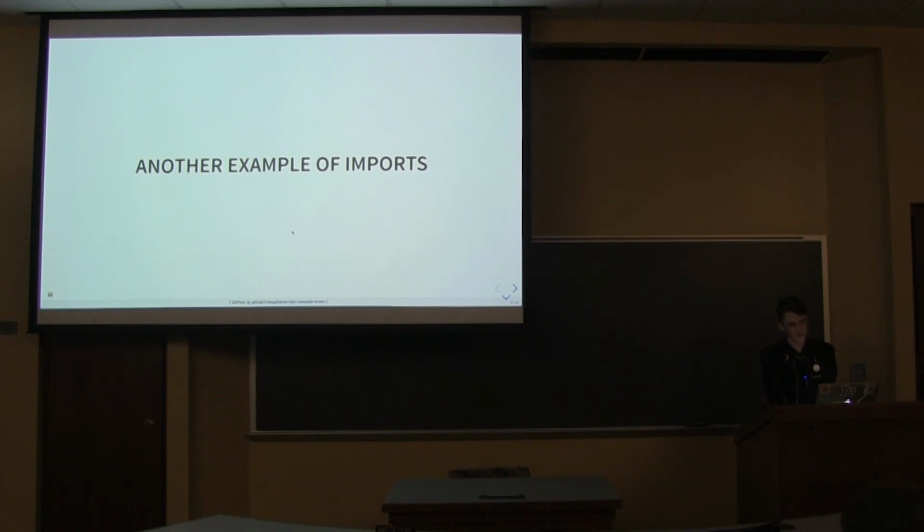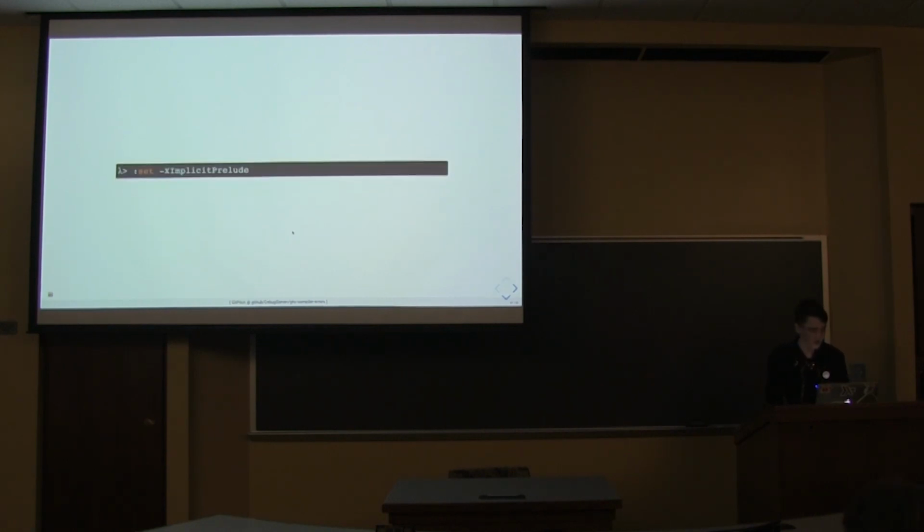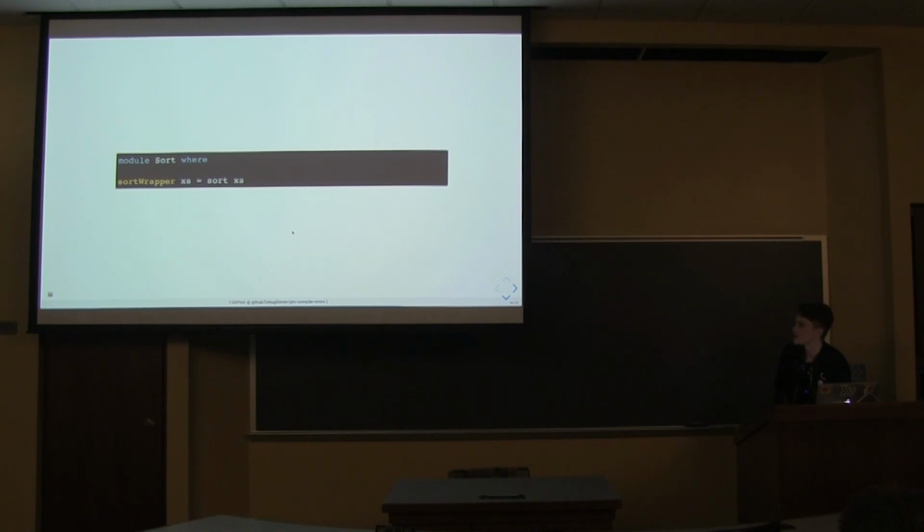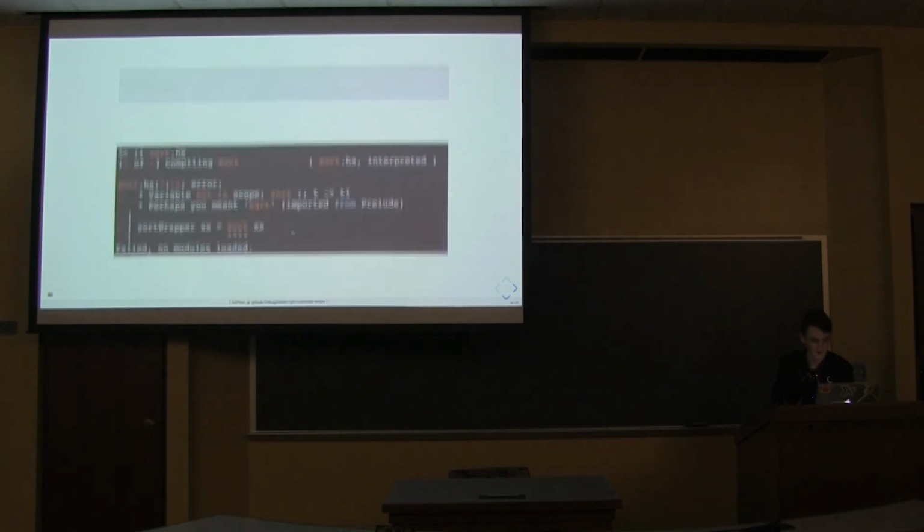So we're going to talk about another example of imports that I thought was just interesting. We're going to turn back on the prelude for the rest of the examples. So here we're just having a function alias for sort. And sort is just a function that takes a list and orders it. And so let's see what happens when we try to get this to compile.